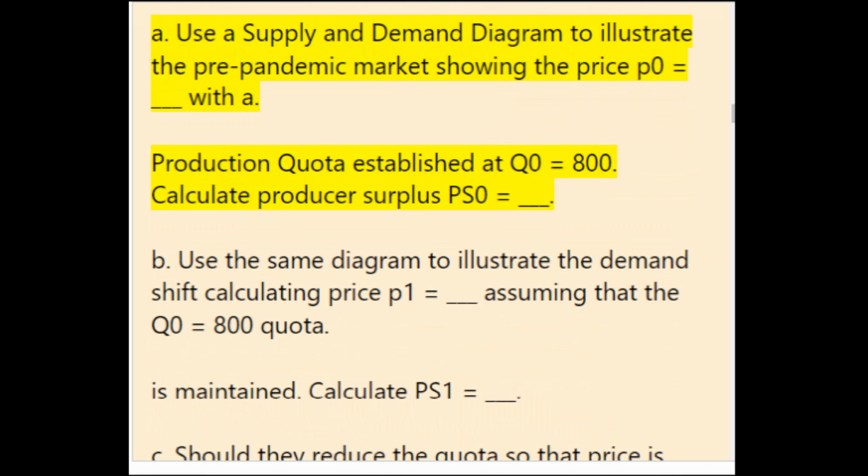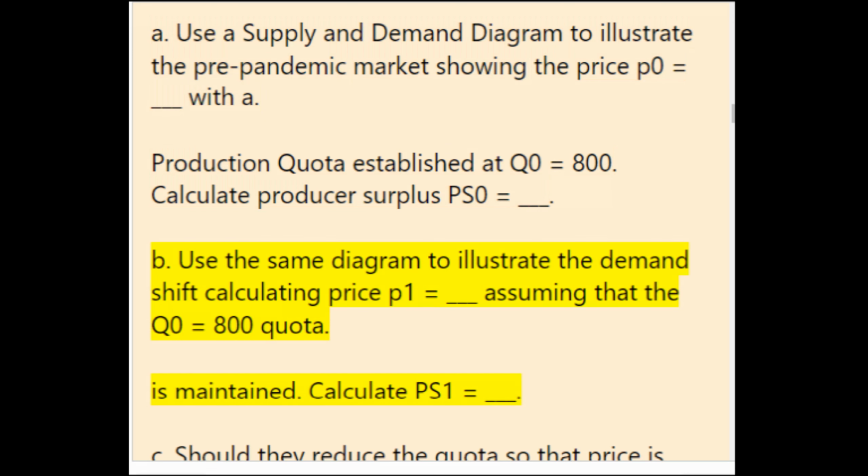A. Use a supply and demand diagram to illustrate the pre-pandemic market, showing the price P0 = ___ with a production quota established at Q0 = 800. Calculate producer surplus PS0 = ____. B. Use the same diagram to illustrate the demand shift, calculating price P1 = ____ assuming that the Q0 = 800 quota is maintained. Calculate PS1 = ____.